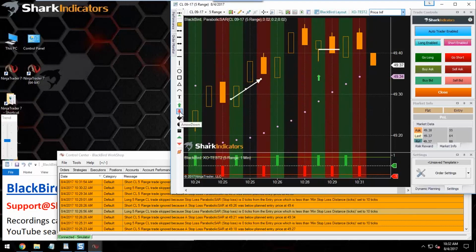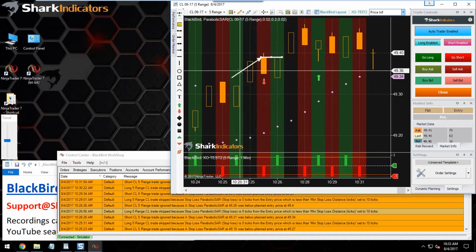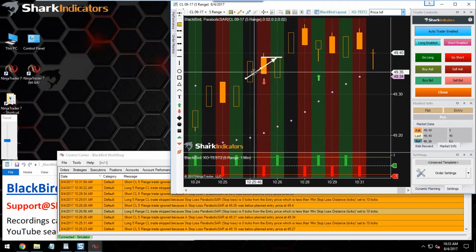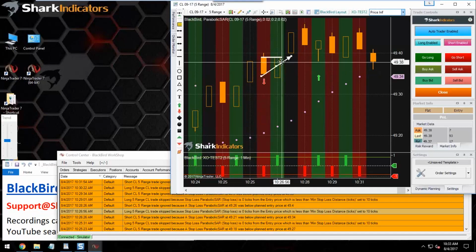So let's do this the opposite way. If we're referring to this short signal here, then what's wanted is to wait until price crosses the open of the previous bar. So we need price to wait until it crosses the open of that previous bar there. That didn't happen on this bar, but on the next bar it actually happens.